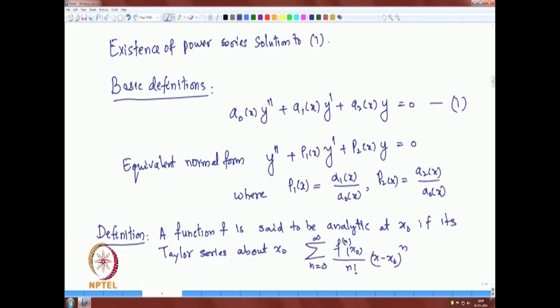The Taylor series about x0 exists and converges to f(x) for all x in some neighborhood of x0 containing x0. So, in this case the neighborhood is an interval, some interval containing x0. In this case we say that the function is analytic.